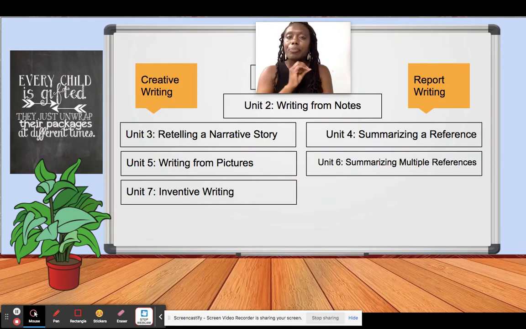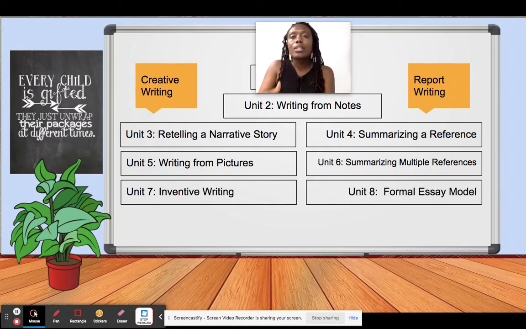Now, if you are in the first level, SSS 1A, this is the last unit in your level. Now, if you're in SSS 2A, 1B, 2B, and of course any other levels, then you'll have Unit 8 and 9. And so Unit 8 is the formal essay model. All it really does is add the introduction paragraph and the conclusion paragraph to what they learned in Unit 6. So when we get to Unit 8, students are generally writing a 5-paragraph essay. So that is the last of the report writing road.